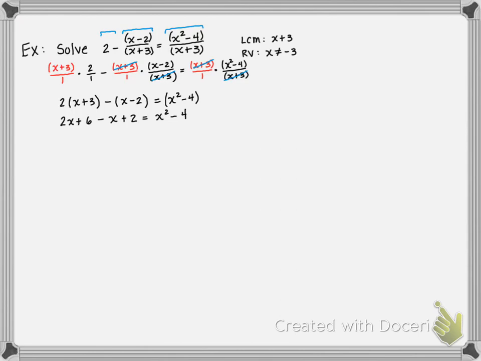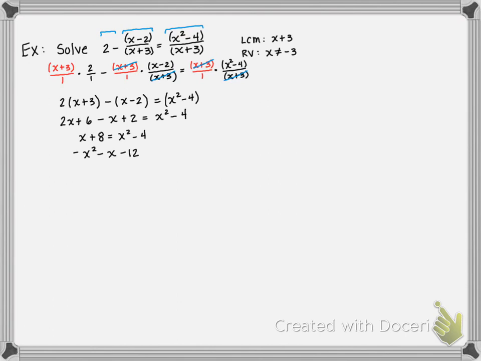So we'll combine like terms. We get x plus 8 equals x squared minus 4. What type of equation is this? Quadratic. Yeah, it's quadratic, which means I want to get a 0 on one side. So I'm going to subtract x from both sides and subtract 8 from both sides. I flip-flop the left and right as well because we all like the 0 on the right a lot better.